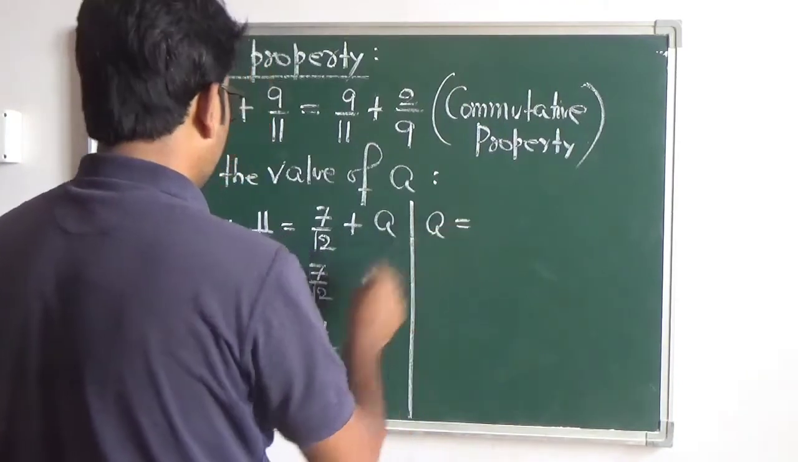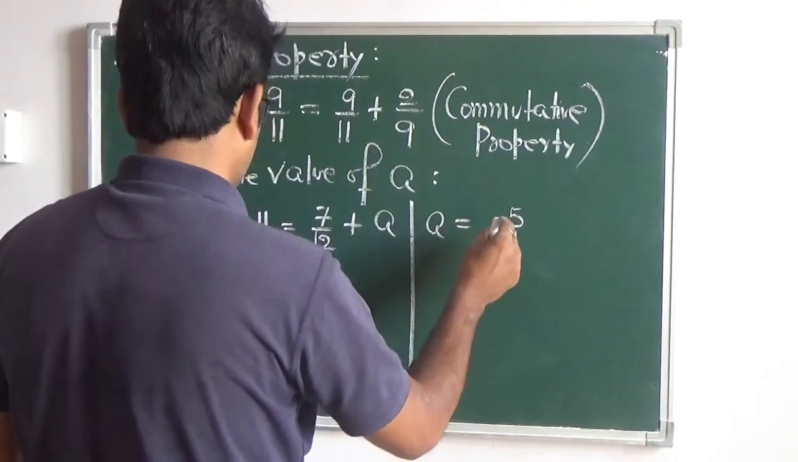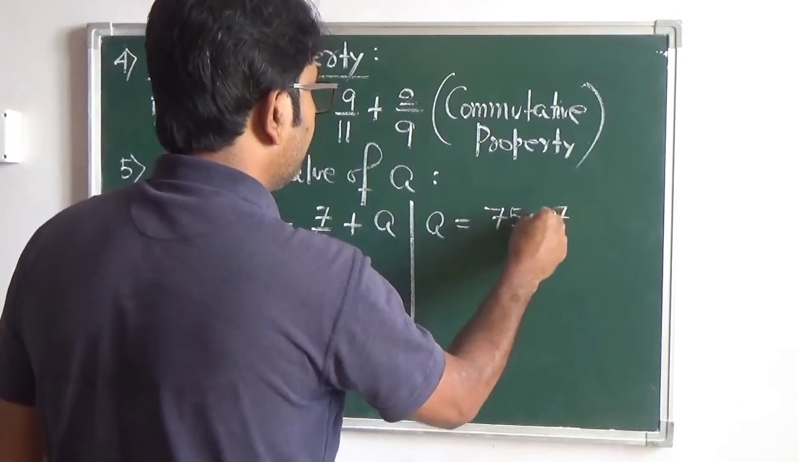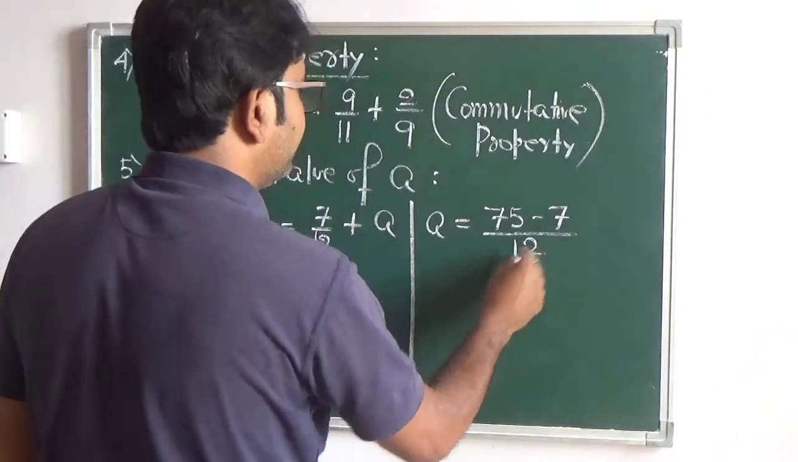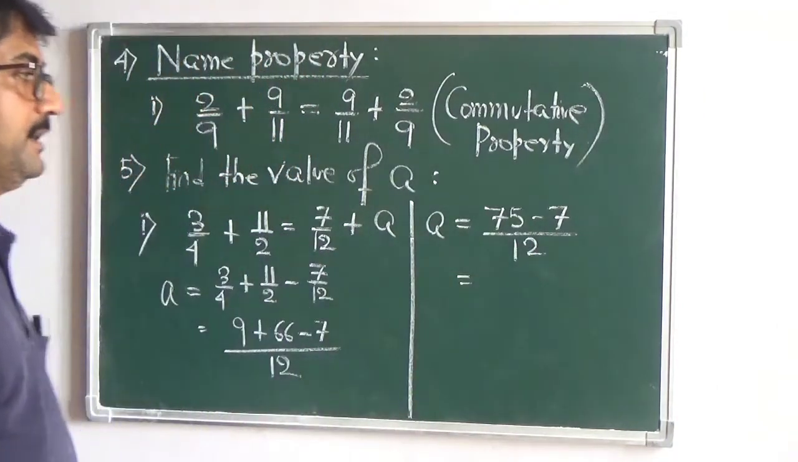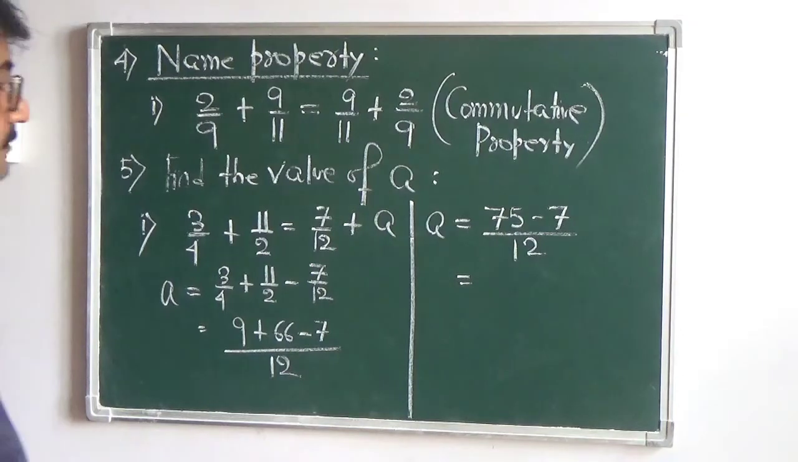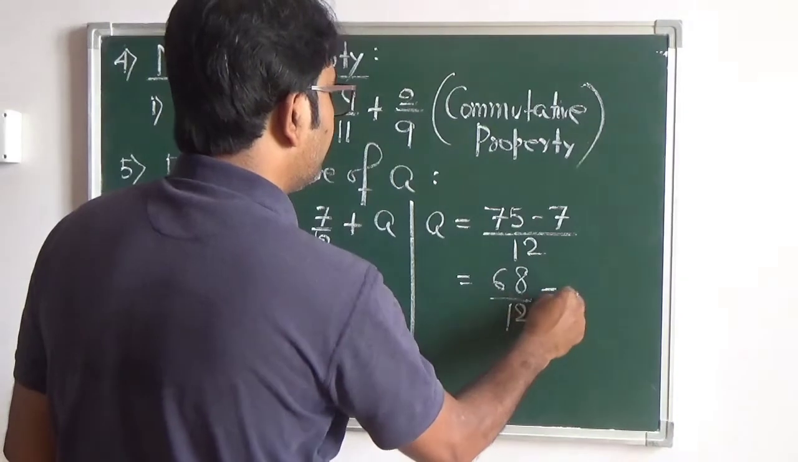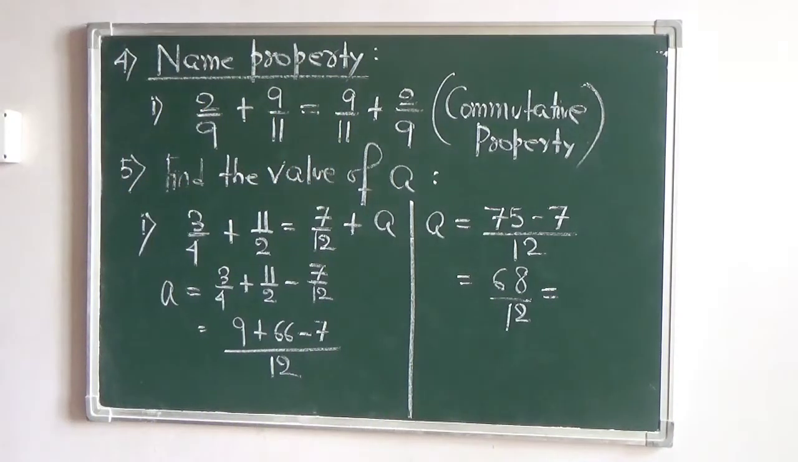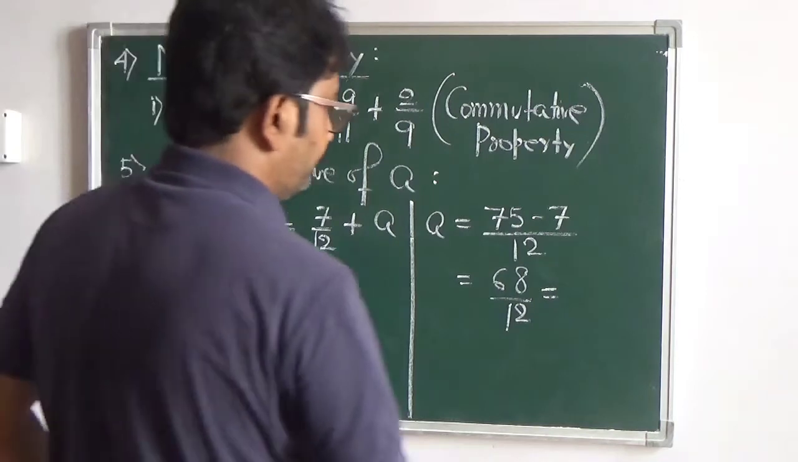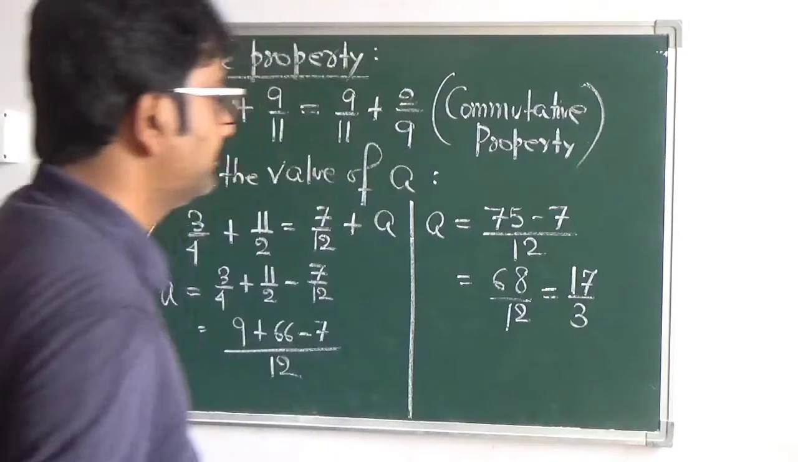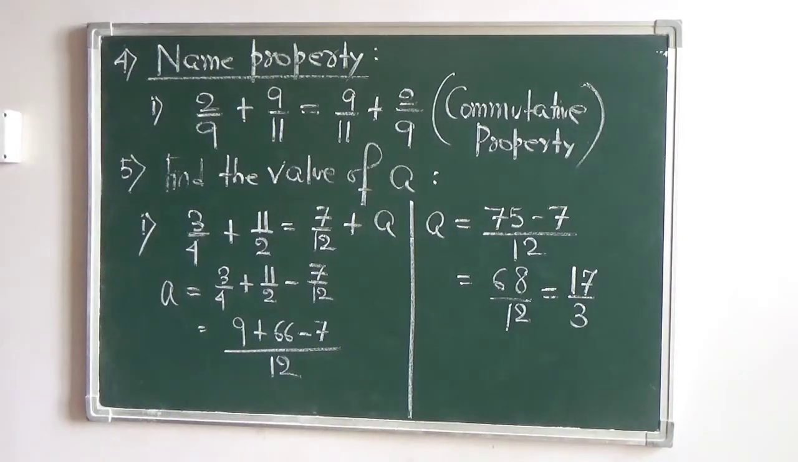It is 9, it is 66, minus 7. So A is equals to 75 minus 7 divided by 12. 75 minus 7 by 12, 68 by 12. Now we can reduce it by 4, and this comes to 17 by 3. So the value of A is coming to 17 by 3.